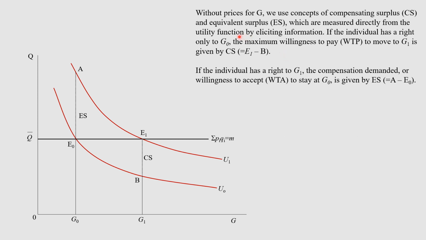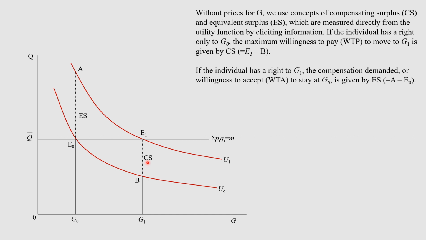the utility function. And the only way you can do that is to somehow elicit information from individuals. So if an individual has the right to G0, but not the right to G1, that means they'd have to pay to increase the amount of the public good, if you like. The maximum willingness to pay that they would pay for a move to G1 would be given by CS, compensating surplus, which is this amount E1 minus B. So this is your compensating surplus here.